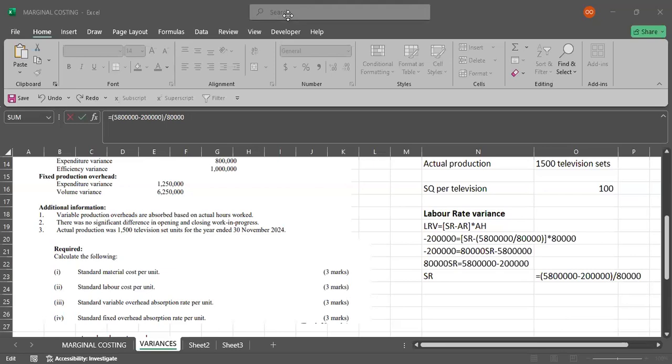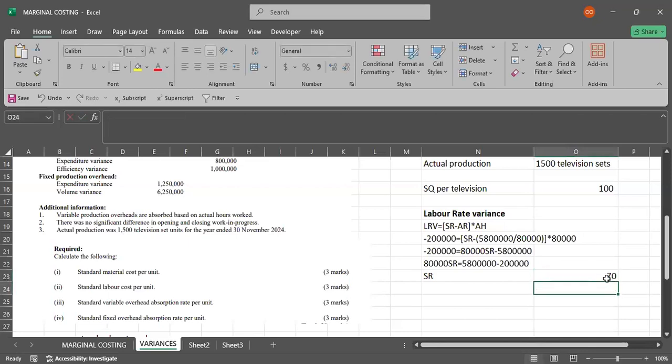Great. So I'm being told that the standard rate is 70 shillings per labor hour. Are we all getting that? Are the rest getting the same? Please confirm. Nice. So let's compare. Let me also see what I'm having here. So I'm getting 70 shillings per direct labor hour.